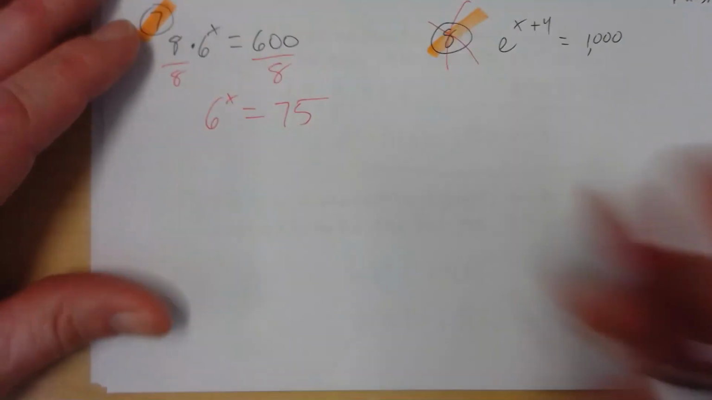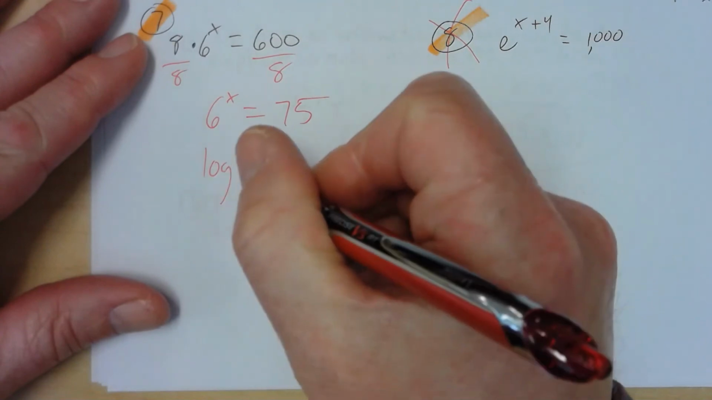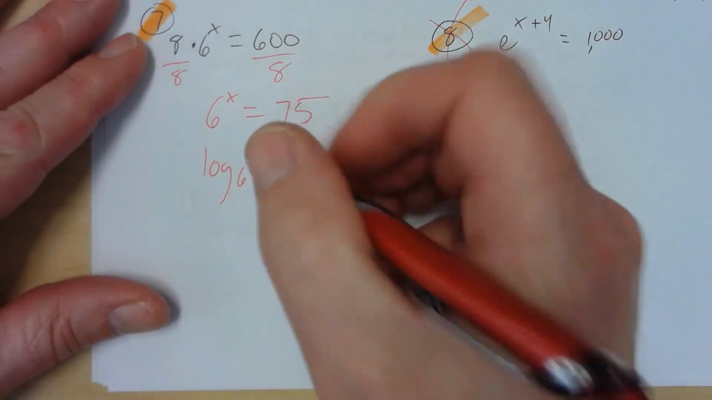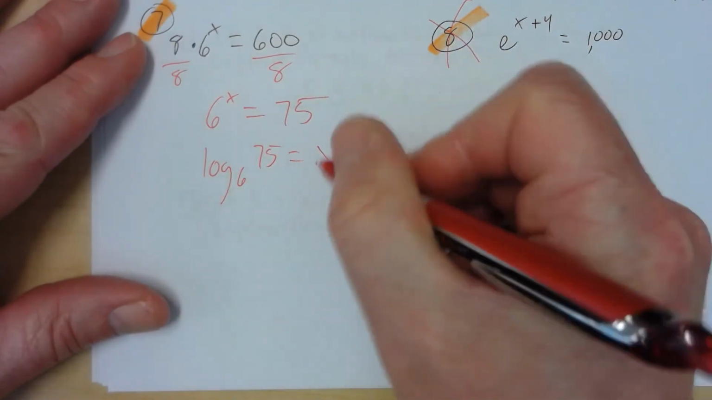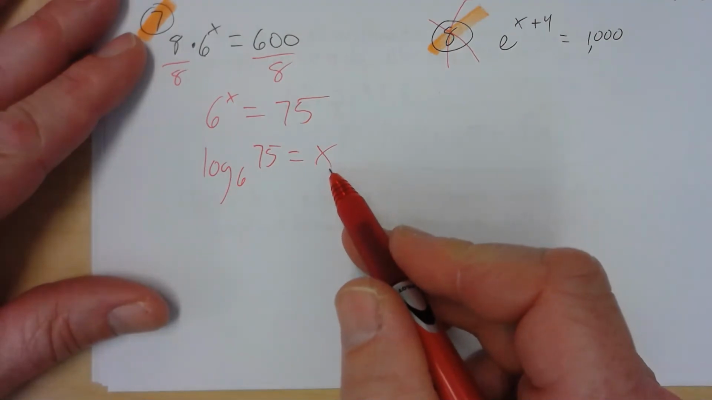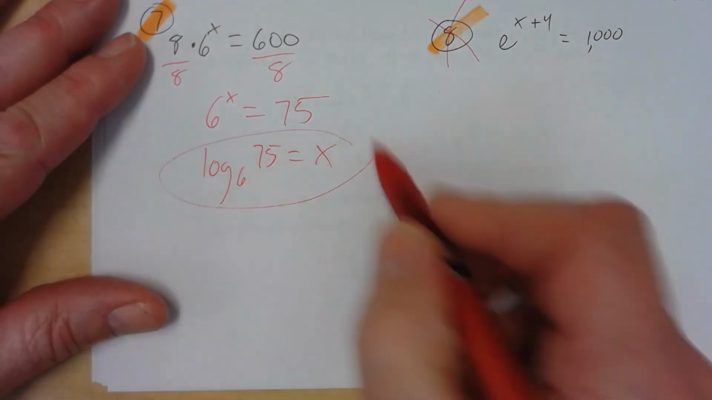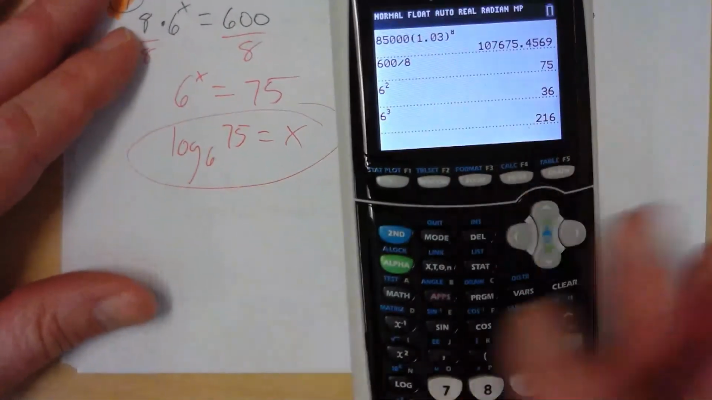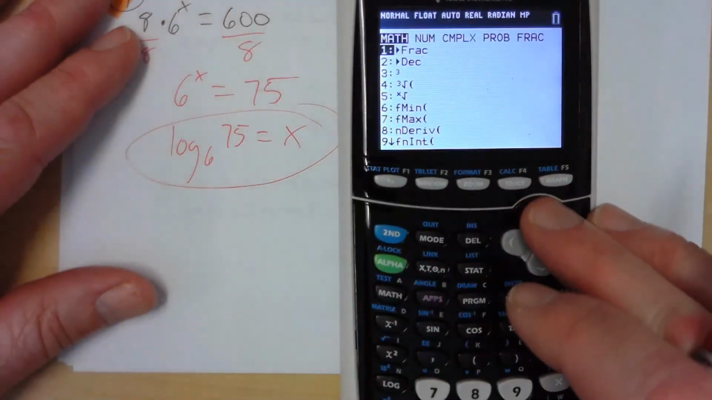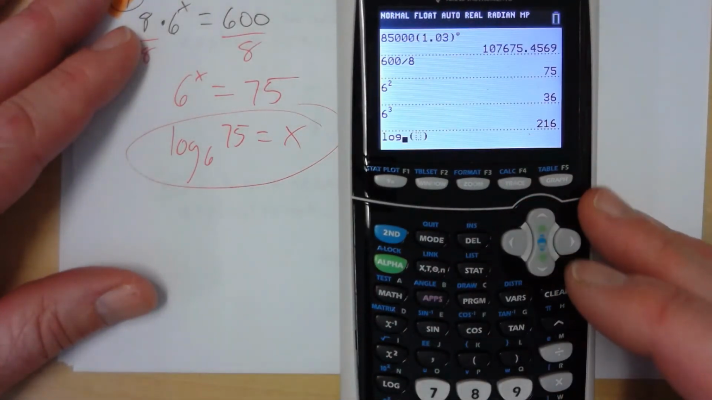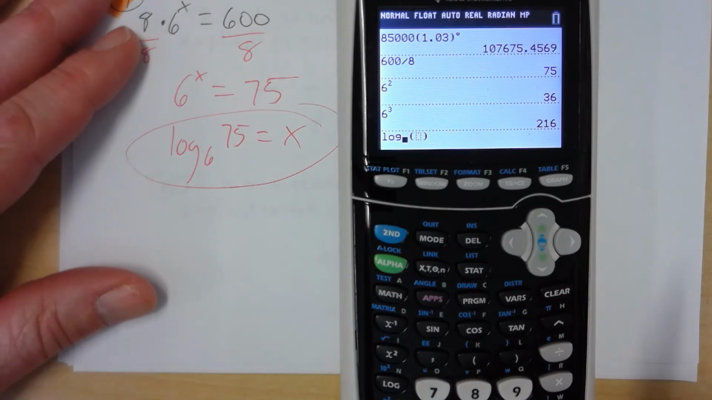Well, let's find it. So we do log base 6 of 75 is equal to the unknown, and we just released the exponent. We just solved for x by doing that. We type this into the calculator. We hit the math menu. We go up a couple spots. We got log base 6 and 75.